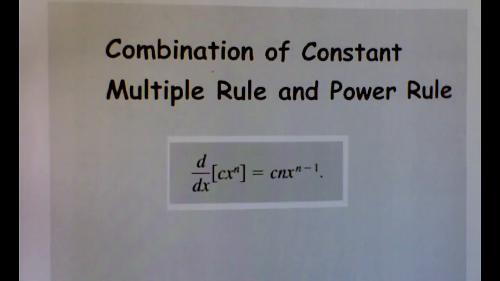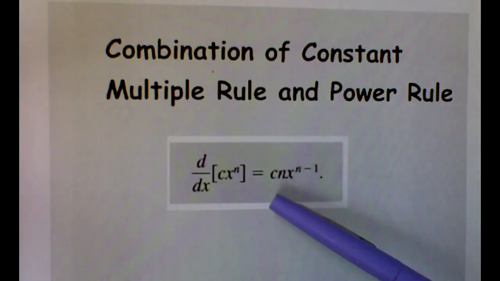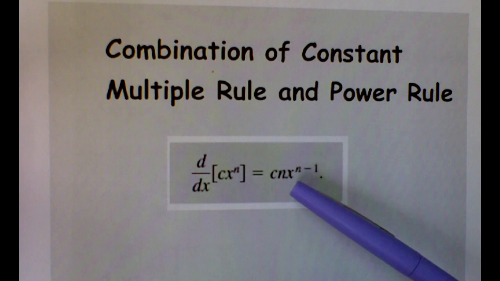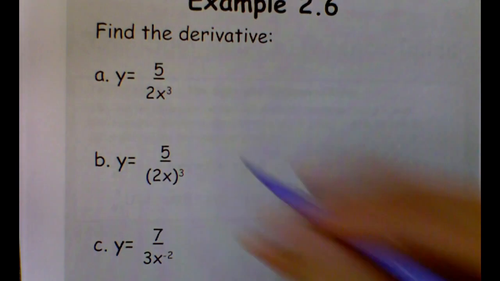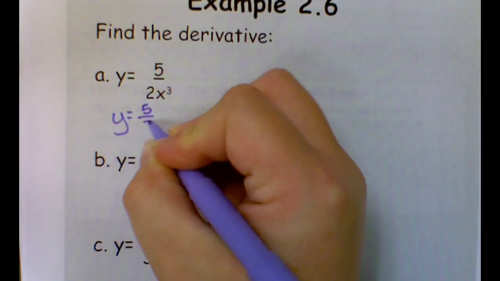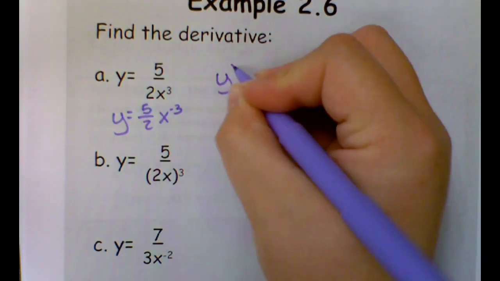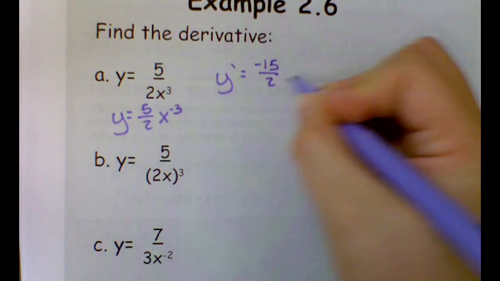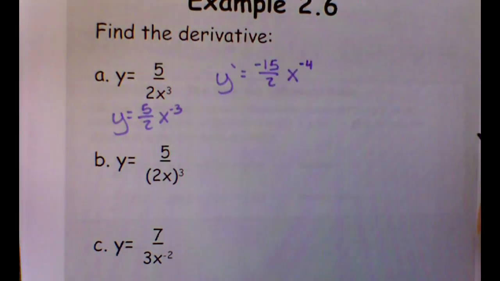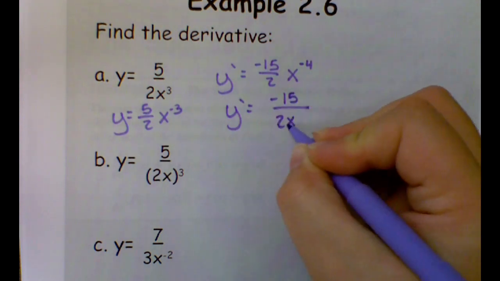We can combine the constant multiple rule and the power rule, so I didn't always have to do those in separate steps. We can just take our constant times the power times x to the power minus 1. So in this case, y equals 5 over 2x cubed. I would rewrite this as y equals 5/2 x to the negative 3rd power. But then for my derivative, I can really just go straight to multiply the negative 3 down, which makes negative 15 over 2 x to the negative 4th power, and then rewrite it negative 15 over 2x to the 4th power.